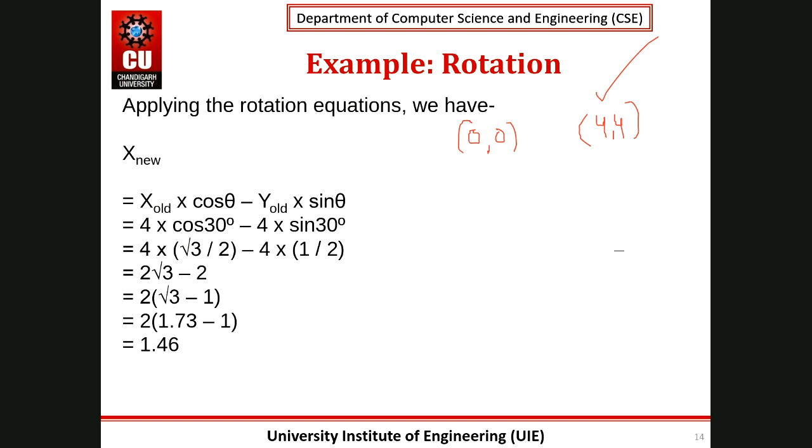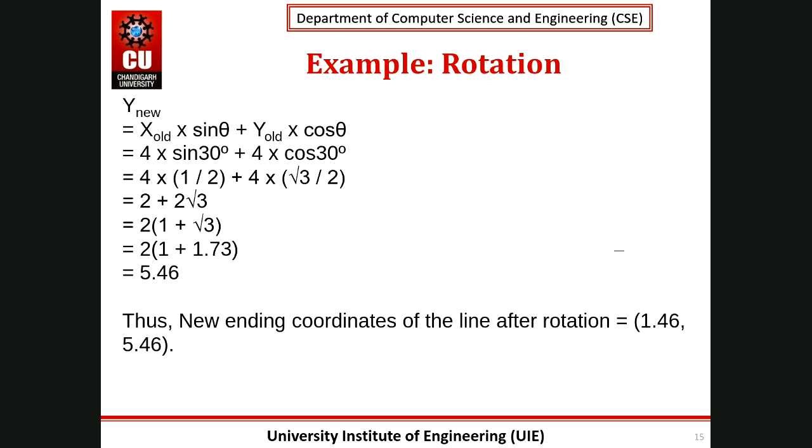Okay, now cos 30 value is root 3 by 2 and sin 30 value is 1 by 2. Now just put in the values and calculate. After the calculation, root 3 value is 1.73. The new x value after the rotation will be 1.46. We have calculated only one value, the y value is still pending. The x value for the second point 4 comma 4 is 1.46. Now let's calculate the y new value.